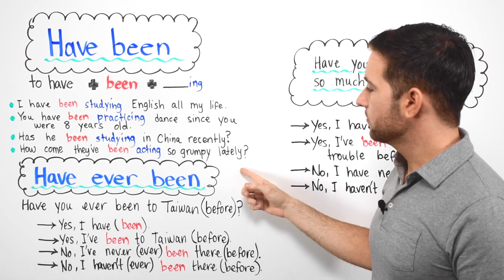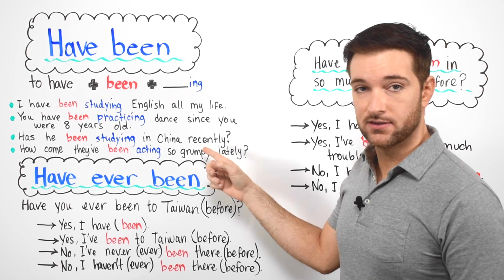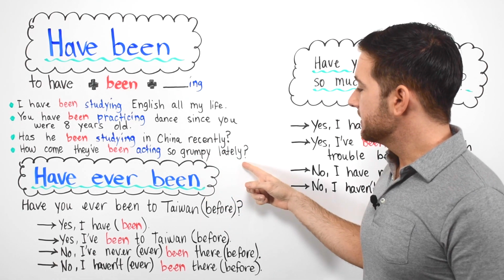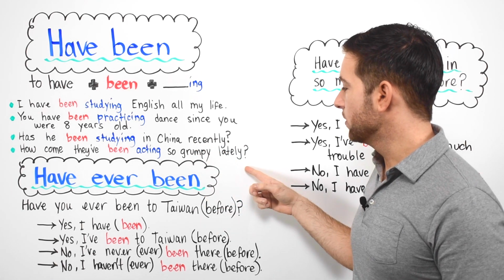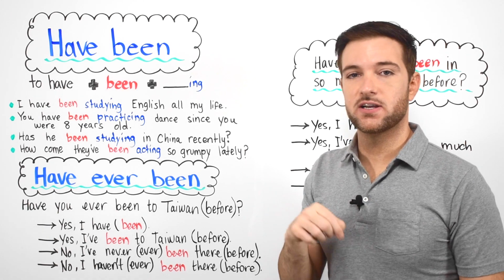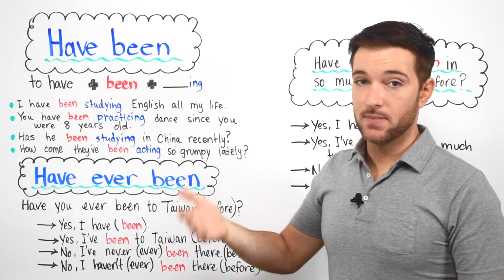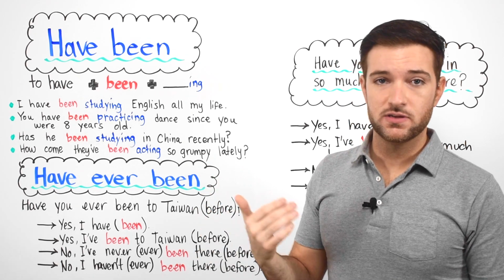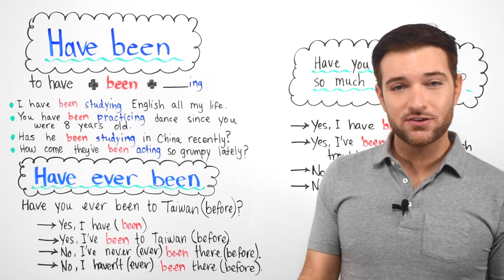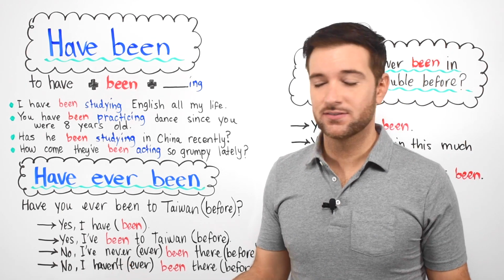Lately is very similar to the word recently, actually, but lately I would say is closer to the present time, okay? When we say recently, it could mean a month ago, 2 months ago, 3 months ago, possibly even a year ago, depending on the time reference.